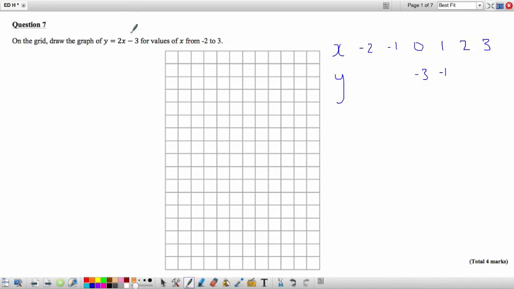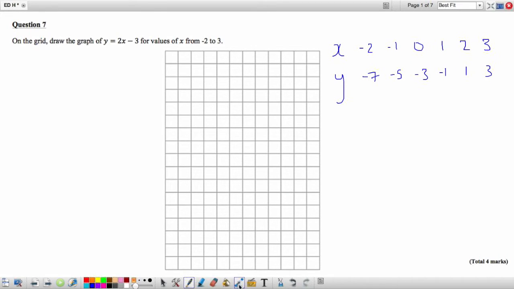2, 2 times 2 is 4, subtract 3 is +1. 3, 2 times 3 is 6, subtract 3 is +3. And we can see here that as we go towards the left, we're subtracting 2 each time. So we can fill in here as -5 and -7, or we can substitute in and we will still get to the same answers. We then need to look at what values we have. Our x goes from -2 to 3, and our y goes from -7 to 3.